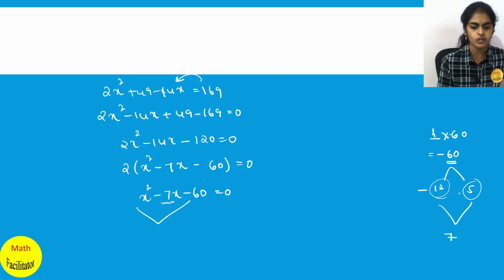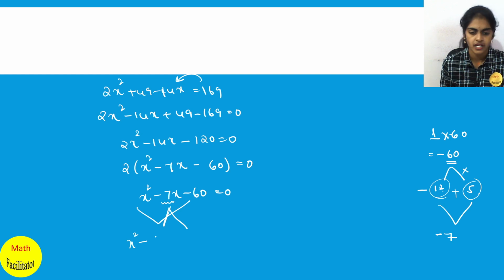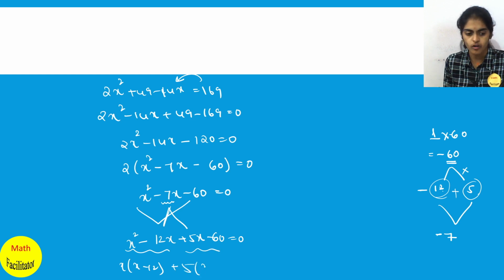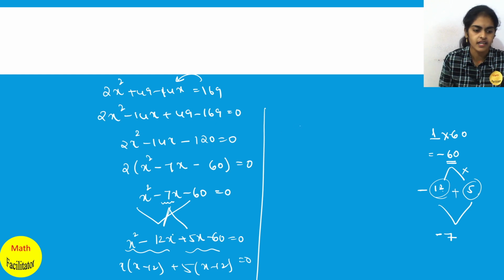Now see here, minus 12 plus 5 will give me minus 7. Minus 12 into 5 will give me minus 60. So x square minus 7x, I am going to write it as minus 12x plus 5x minus 60 equal to 0. So from these two I can take x common, so I have x minus 12. From these two I can take plus 5 common, so I'll have x minus 12 equal to 0. So now x minus 12 is common, so you will have x plus 5 equal to 0.